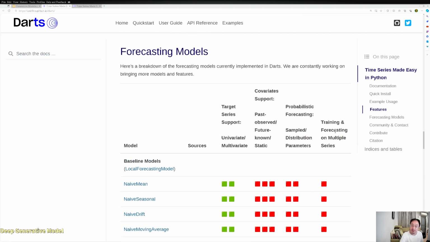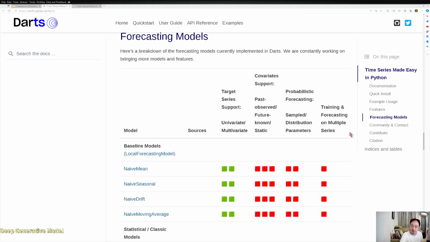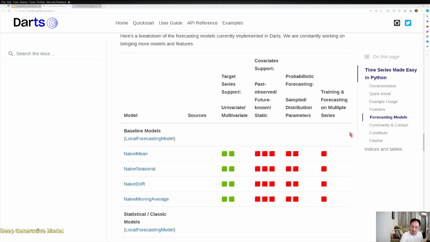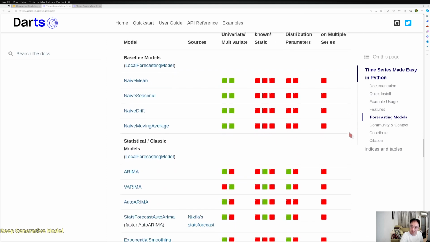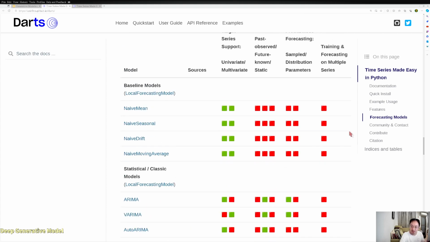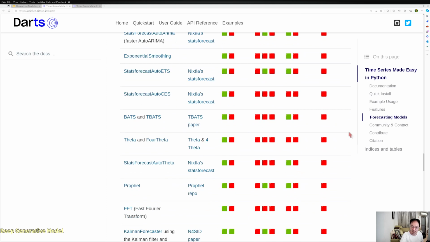And there is also a concern of training or forecasting on multiple different series. Sometimes a model is not easy to use for multiple series; you can only do one series. So this is also an important concern.